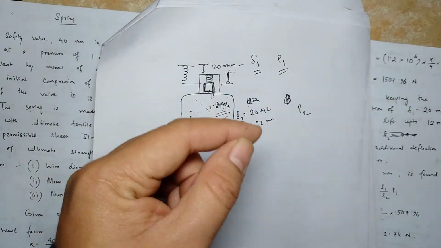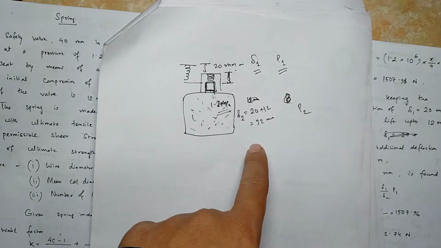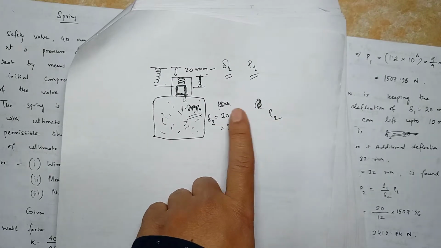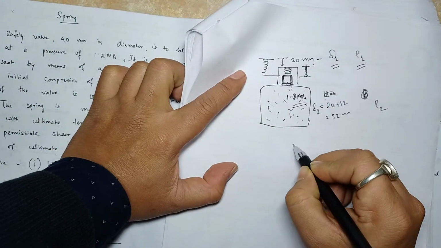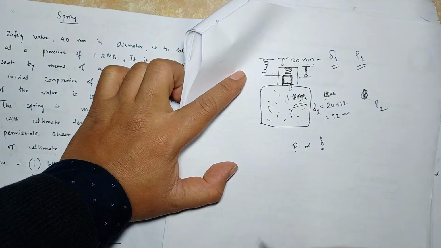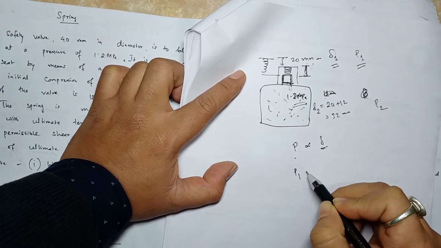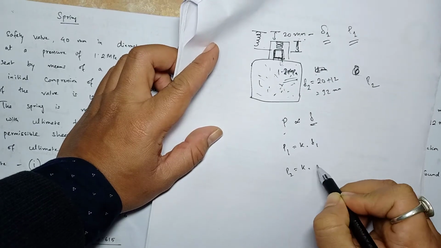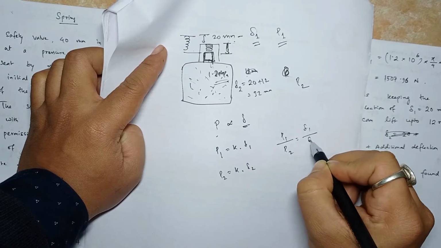For what wire diameter, mean coil diameter, and number of active coils will we have this value of extension possible, and what force causes this extension, that we need to find out. From this relation, force is proportional to extension or deflection. So P1 is K into delta 1, and P2 is K into delta 2. If you take their ratio, P1 by P2 equals delta 1 by delta 2.